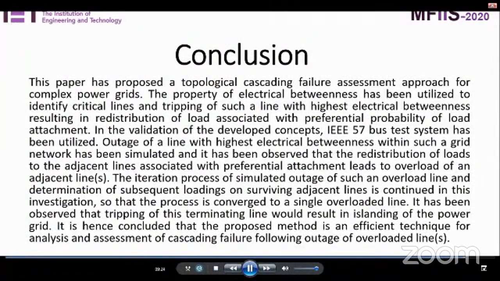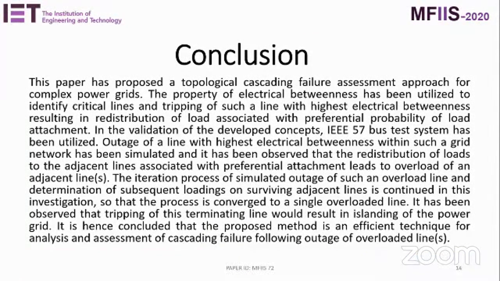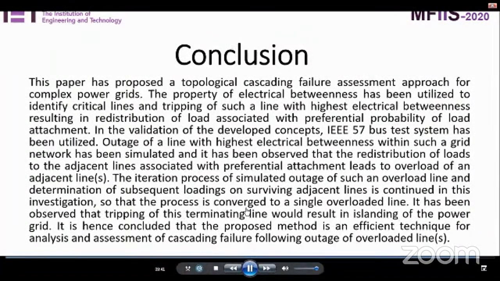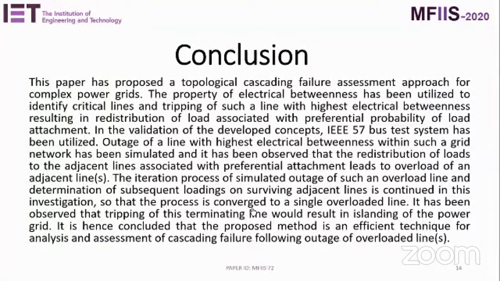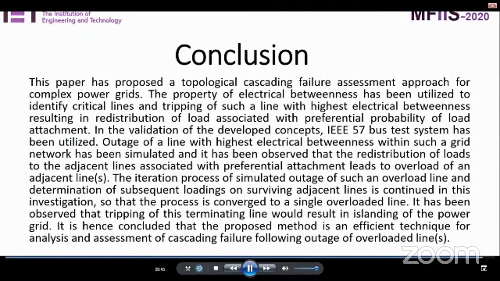This paper has proposed a topological cascading failure model for complex power grids, identifying critical loads using electrical betweenness, and redistribution of load associated with preferential probability of load attachment has been utilized here. It has been observed that tripping of this terminating line would result in islanding of the power grid. It is hence concluded that the proposed method is an efficient technique for analysis and assessment of cascading failure following outage of overloaded lines.